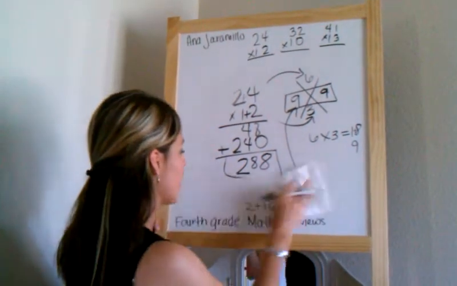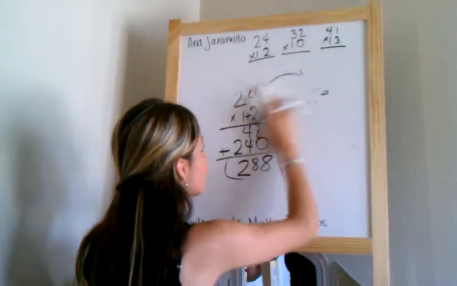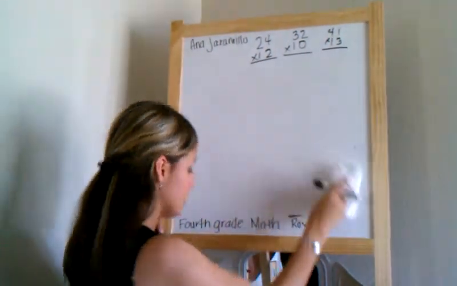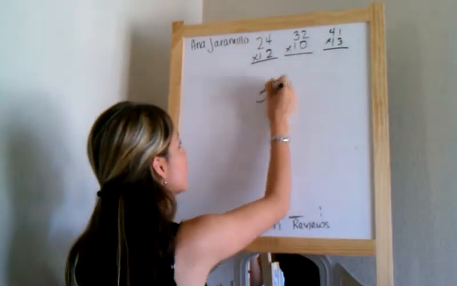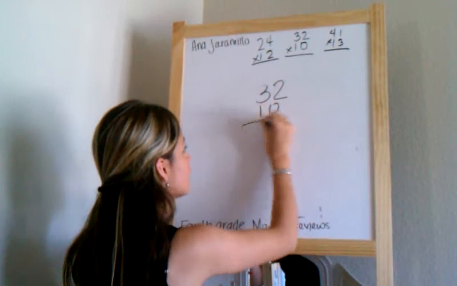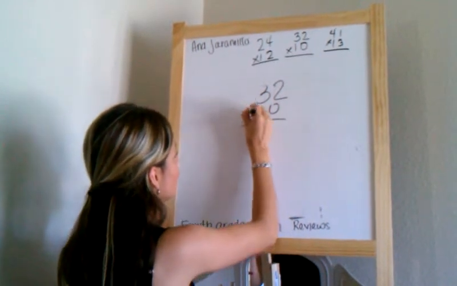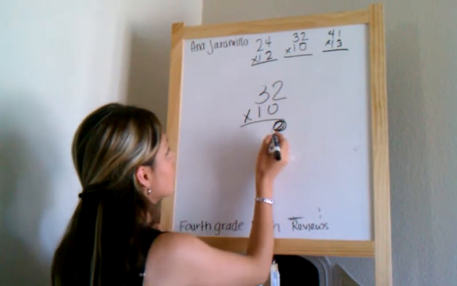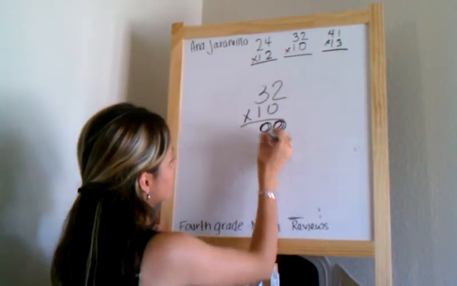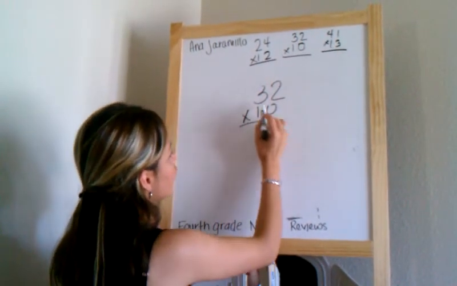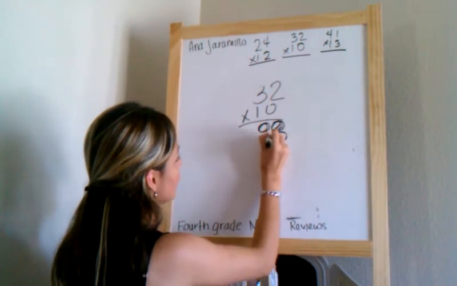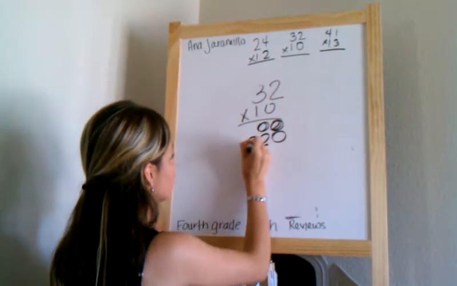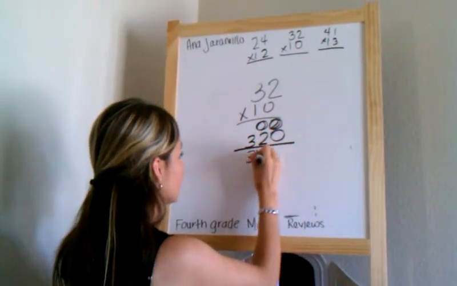Now we're going to work on our next problem. Our next problem is going to be 32 times 10. And we're going to do that right here, 32 times 10. So now you're going to do your whole multiplication first, of course. You're going to do 2 times 0 is 0, 3 times 0 is 0. You can add the 0. You can do 2 times 1, 2, and then 3 times 1. So it's 320. You're going to bring it down.